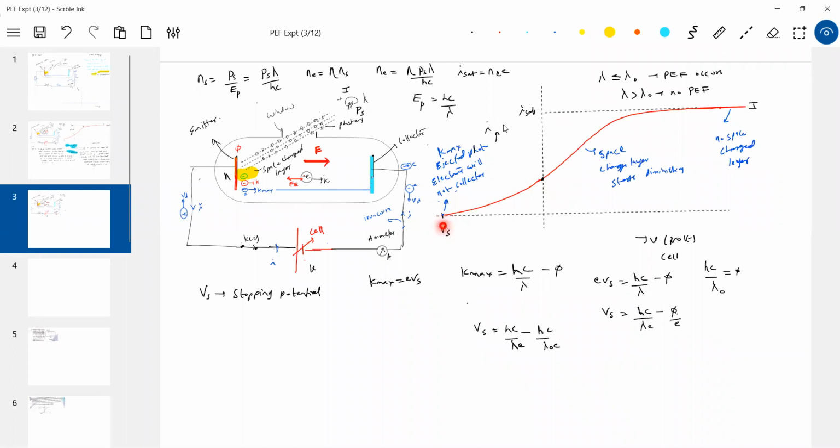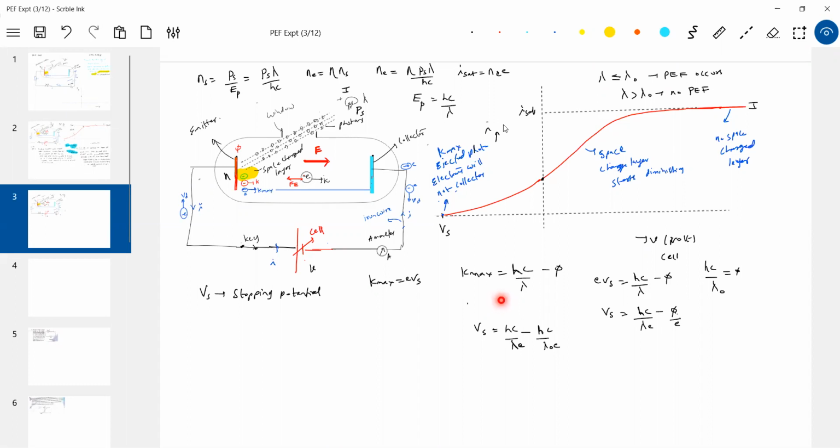What will happen to stopping potential? Stopping potential depends on what? Kmax. Kmax depends on what? Lambda. And lambda is nothing but the energy of photon, no? If you increase intensity, what will happen to the energy of photon? I already covered the background yesterday. If you increase intensity, number of photons increases, energy of photon constant. Agree? If you increase frequency, energy of photon increases, intensity of source constant. This is the basic idea.